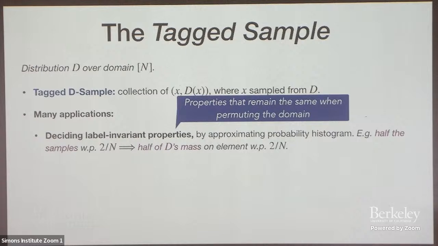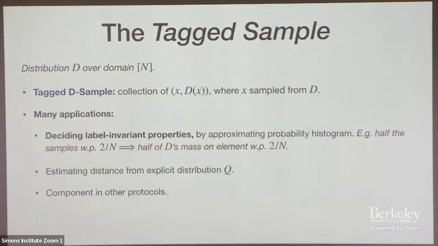generally half of the mass is on elements with probability 2 over n, from which we can conclude that the support has roughly n over 4 elements with probability 2 over n. And so from the tagged sample, we can conclude something about the probability histogram of the distribution. Now, doing this with sufficiently many samples allows us to know everything about the distribution, save for the labels of the distribution, and so decide these type of properties.